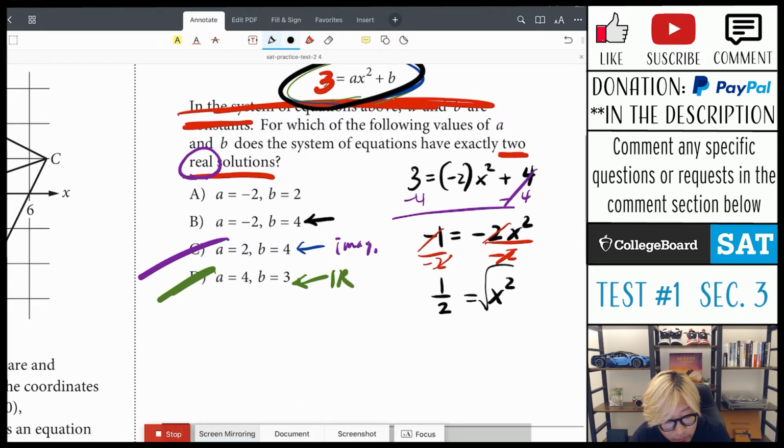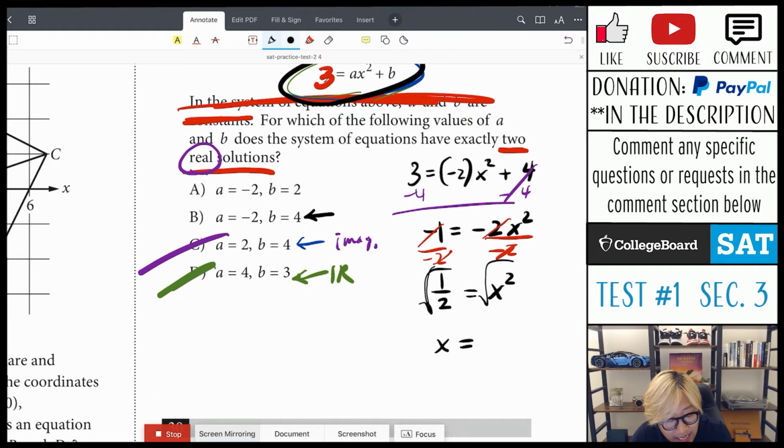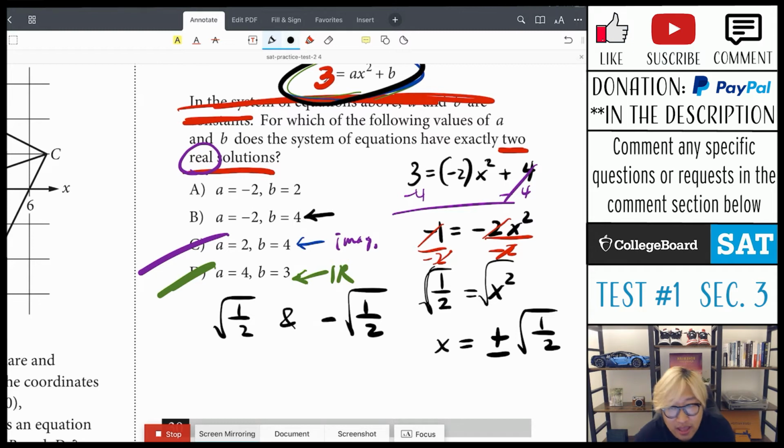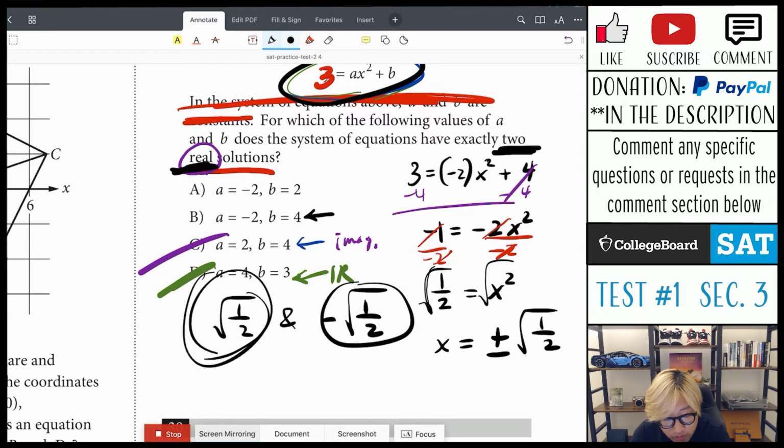So square root both sides, and the whole point is it's plus or minus radical 1/2, and that's totally cool. I got +1/2 and I got -1/2. Whatever value radical 1/2 is, that's 2 real solutions. Enough is enough. B is good. Move on.